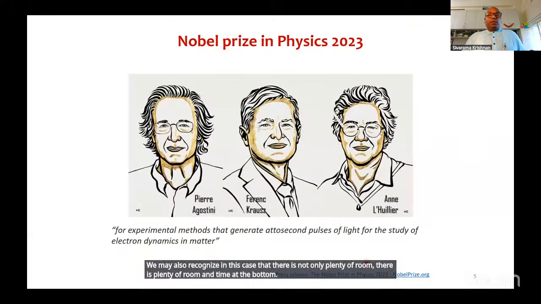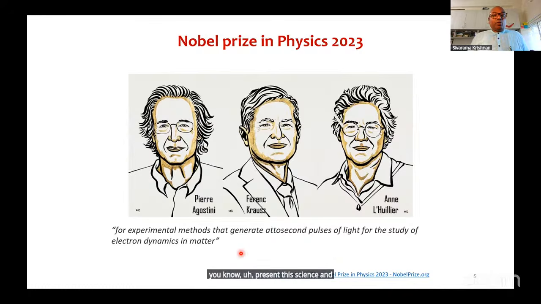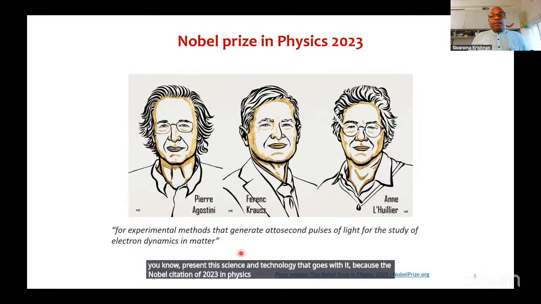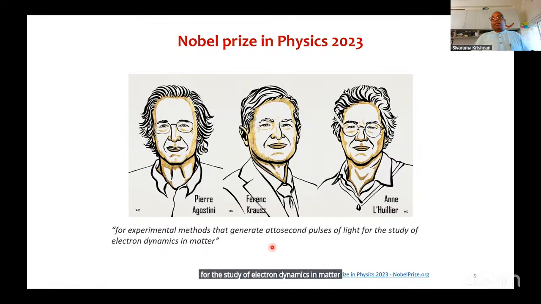So now, we are kind of fortunate, and I am lucky to be doing this in 2026, because I don't need too much more of a motivation to present this science and technology that goes with it, because the Nobel citation of 2023 in physics reads that these three pioneers, L'Huillier, Krausz, and Agostini, were awarded this for methods that generate attosecond pulses of light for the study of electron dynamics in matter. So that's maybe good enough, but what do they exactly mean?